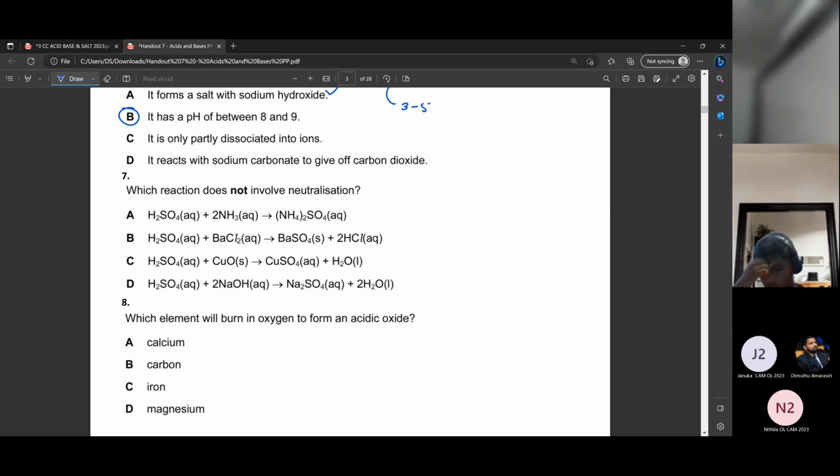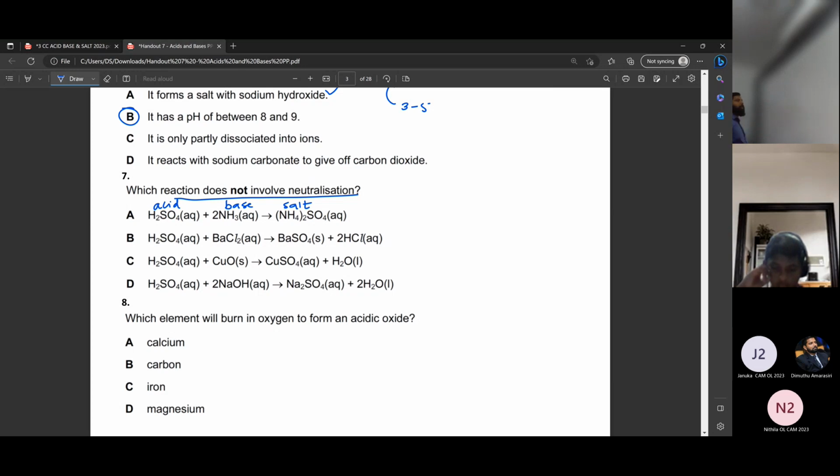for improvement. If you are shy to say that you went wrong, then you are closing the doors of improvement. Which reaction doesn't involve neutralization? Just check whether it's a typical acid-base reaction, right? This is an acid. This is a well-known base in the syllabus, ammonia, and this is a salt. Neutralization or not?